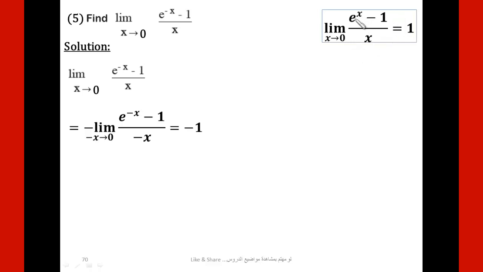And if it was e power negative x over negative x, here is negative x, also the result equals 1. So the result here in problem 5 equals negative 1.